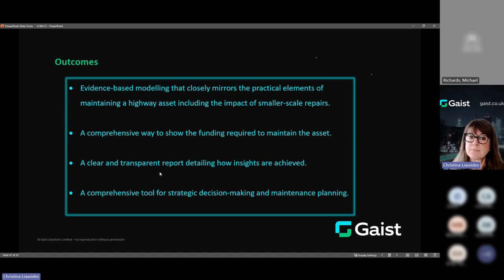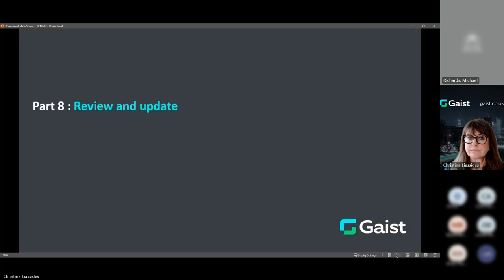and a clear and transparent report that says how those insights are achieved, but also draws out those insights. So those insights must be very clear so that, as I say, non-engineering people can understand them as well as those looking at the graphs and charts in more detail. And effectively a tool for strategic decision making and maintenance planning going forward. Okay, anything on that part before I move on?